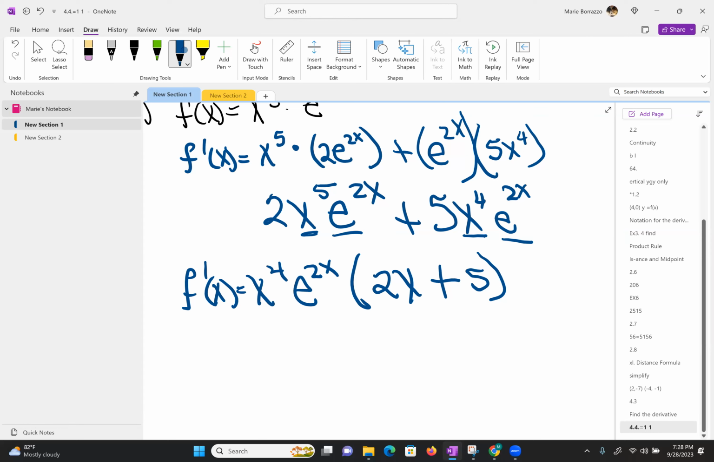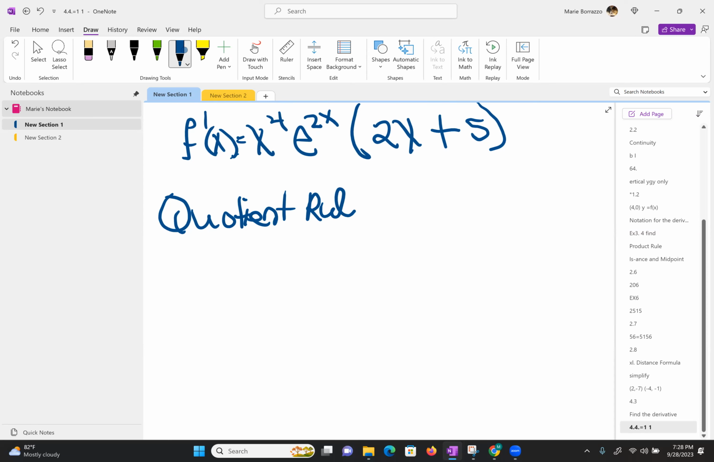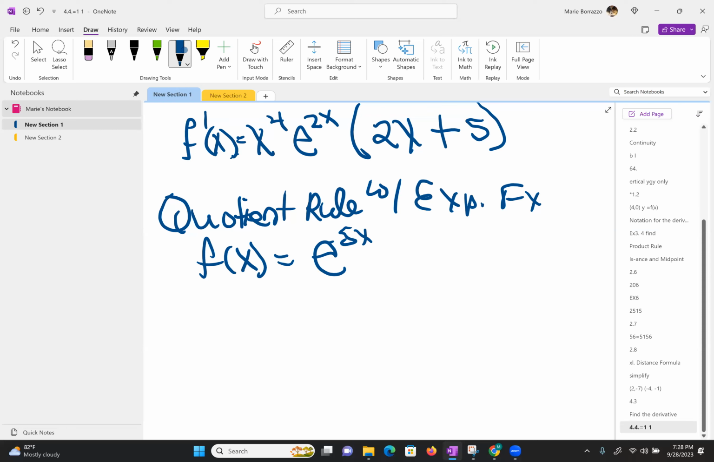I have a quotient rule example I want to finish as well. Let me do a quotient rule with you. This is quotient rule 2. And this is with exponential functions. And so, again, they're giving you some h of x. And they're giving us, let's call it f of x. And this is equal to e to the 5x over 3x minus 1. And they want us simply to find the first derivative.